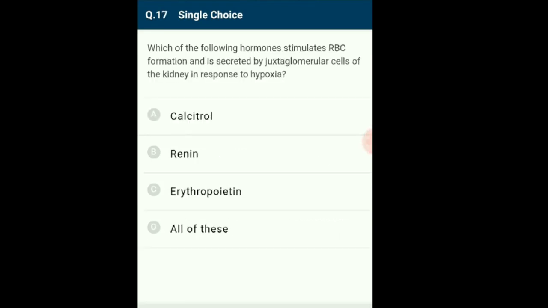Question number 17. Which of the following hormones stimulates RBC formation and is secreted by juxtaglomerular cells of the kidney in response to hypoxia? The interstitial pericytes present in the cortex of the kidney produce erythropoietin. It is generally called EPO. In response to hypoxia, this stimulates the production of red blood cells in the bone marrow. So the answer for this question is option C, erythropoietin.